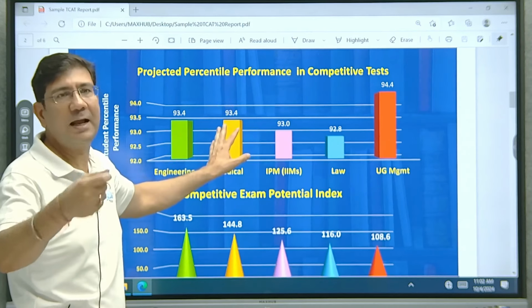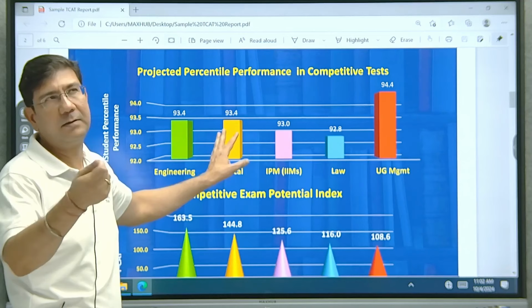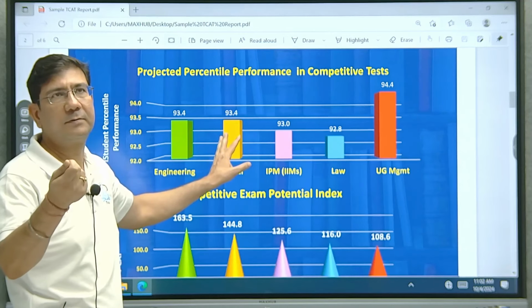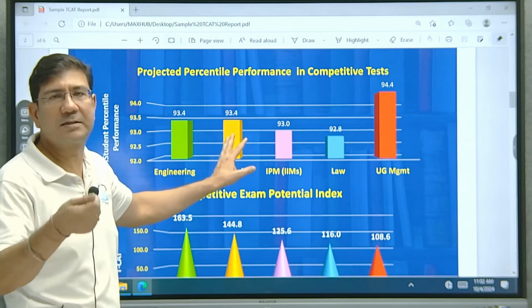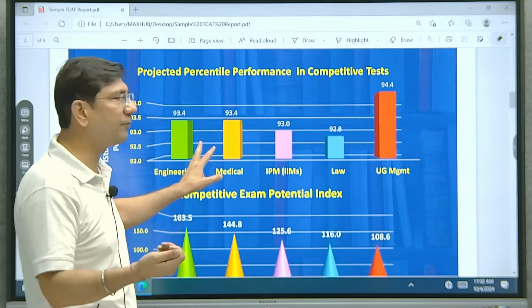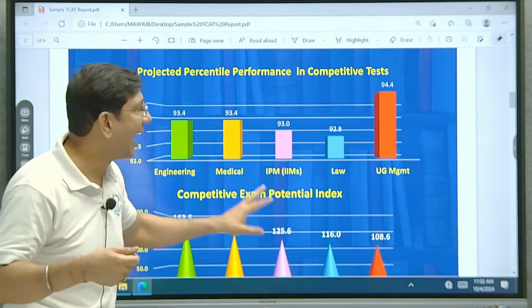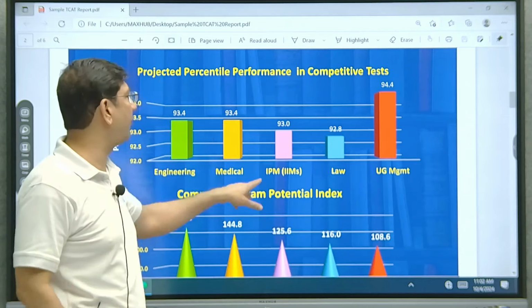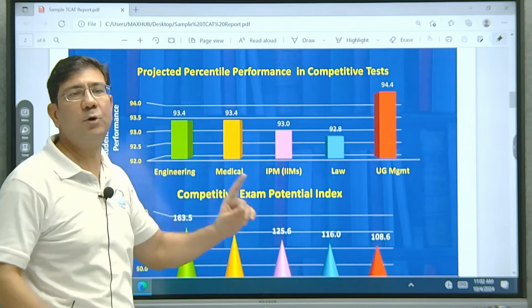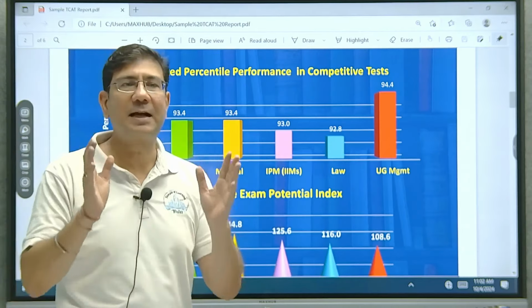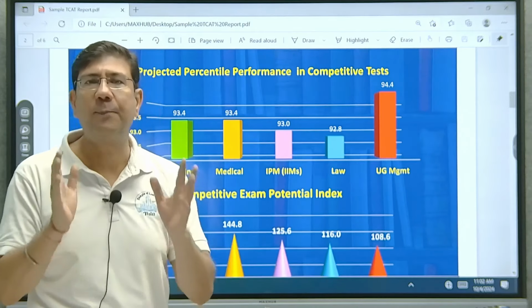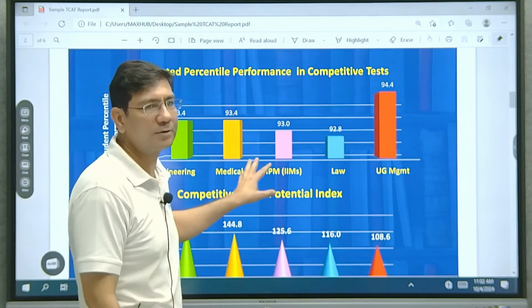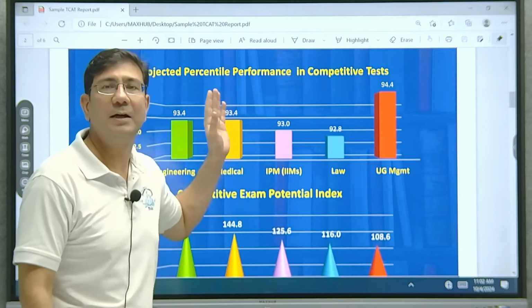So out of 5,000, 93 percentile would be about 4,650, right? So out of 5,000, the child has better potential of making it through IPM as compared to 4,600. That means the child is in about the top 350 students out of 5,000 who took the subjective aptitude test.